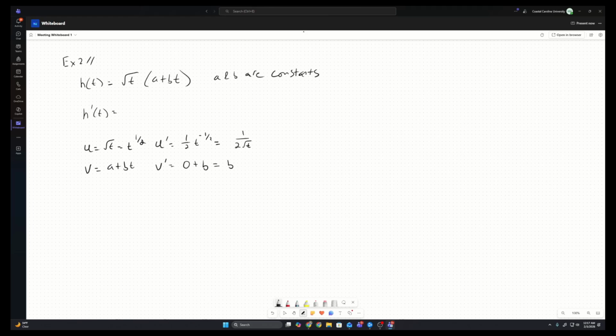Now, if I set this up and put them together, right, it's u prime v. So I'm going to have 1 over 2 square root of t times a plus bt plus u not changing, I'll just leave the square root of t times v prime, which is going to be b. And now, I would not simplify this, I'll just leave this the same, and we just kind of roll with that.